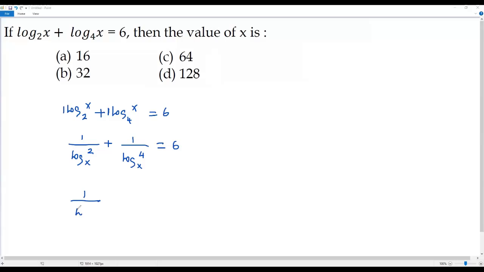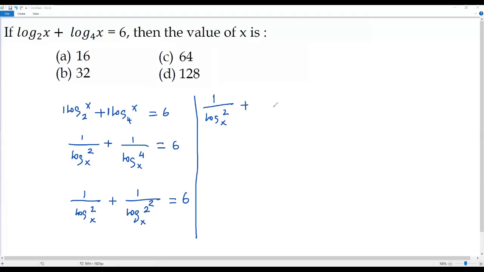So 1 over log 2 to the base x plus 1 over log, and this 4 can be written as 2 squared, to the base x equals 6. So here the argument is exponential. Whenever the argument is exponential, I can use the power rule of logarithm. That is, I can move the exponent in front of the logarithm, and it has to be multiplied by the logarithm. Then I'll be getting 2 times log 2 to the base x equals 6.